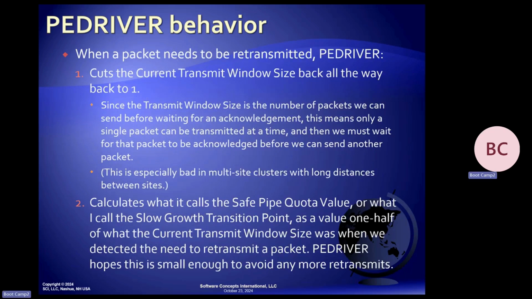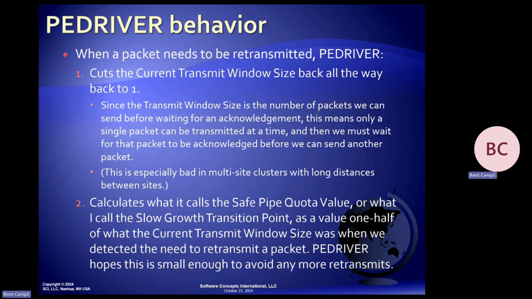So when the packet needs to be retransmitted, or it feels that it needs to be retransmitted, it cuts the transmit window size all the way back to 1. And that's the number of packets that we can transmit at a time before waiting for an acknowledgement. So that can be a problem in terms of performance. You can transmit a single packet at a time, and then we have to wait for that packet to be acknowledged. Now, once that packet has been acknowledged, it can increase the transmit window size.